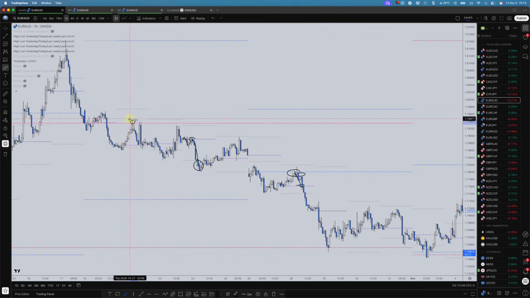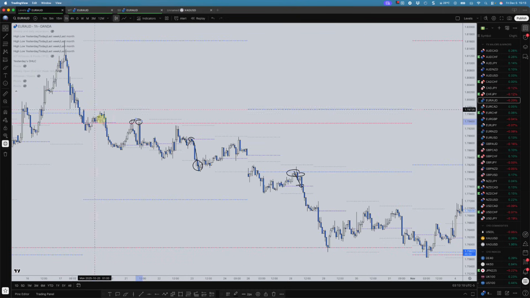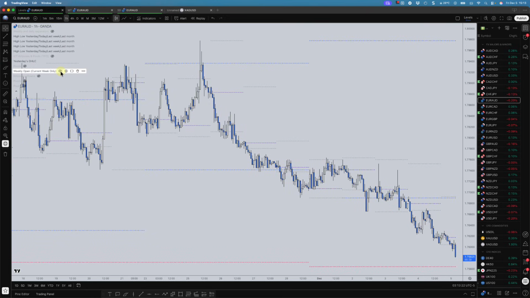Here, bounce from last month's level. This was last month's high. Break, retest, short here, etc. Then I also like to have the weekly open on my chart.